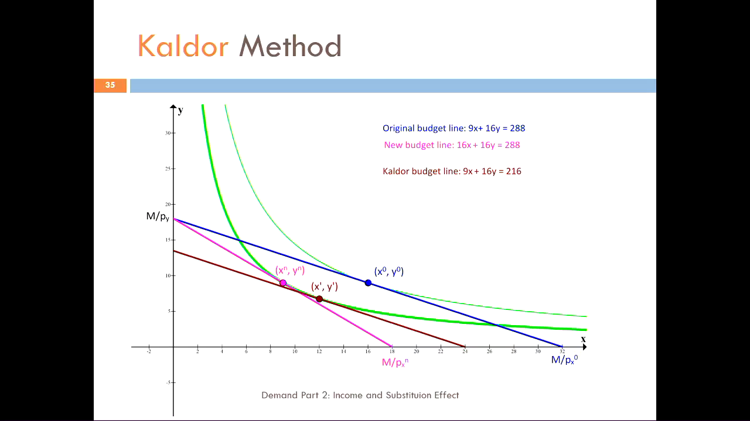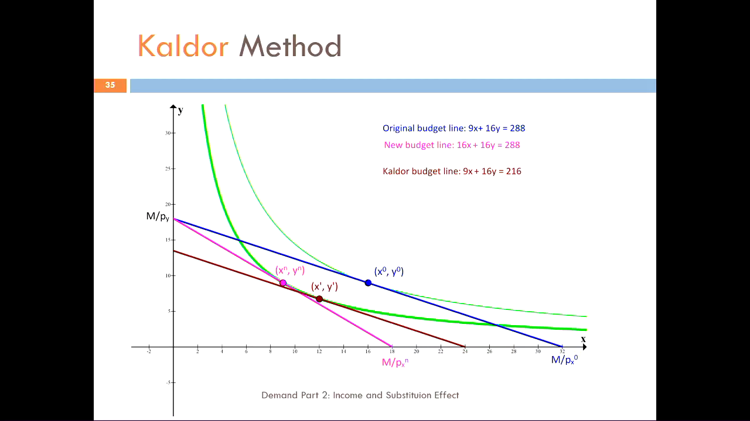And then going from X prime to X naught is the income effect, because you can see that going from the hypothetical bundle, X prime, Y prime, to the original bundle, X naught, Y naught, was a parallel shift in the budget line. So that's all income effect.